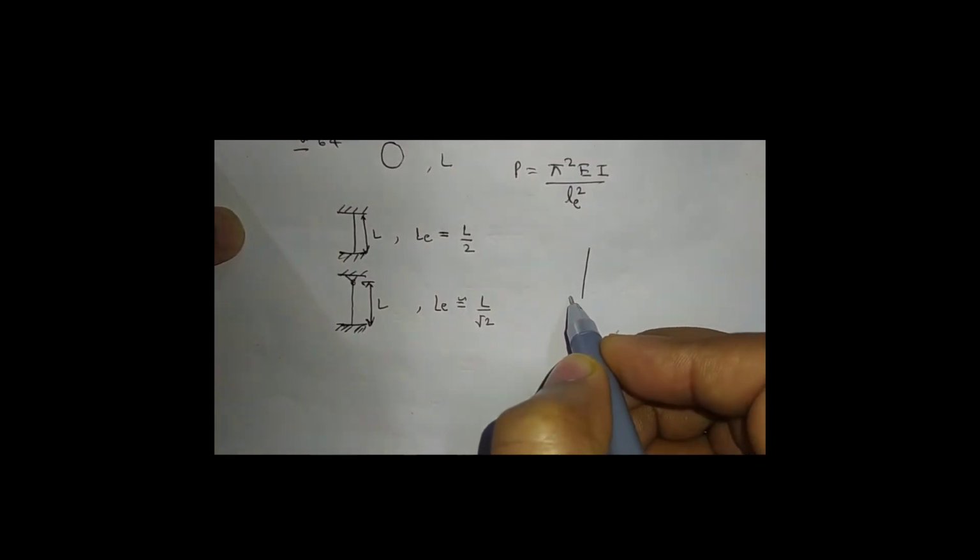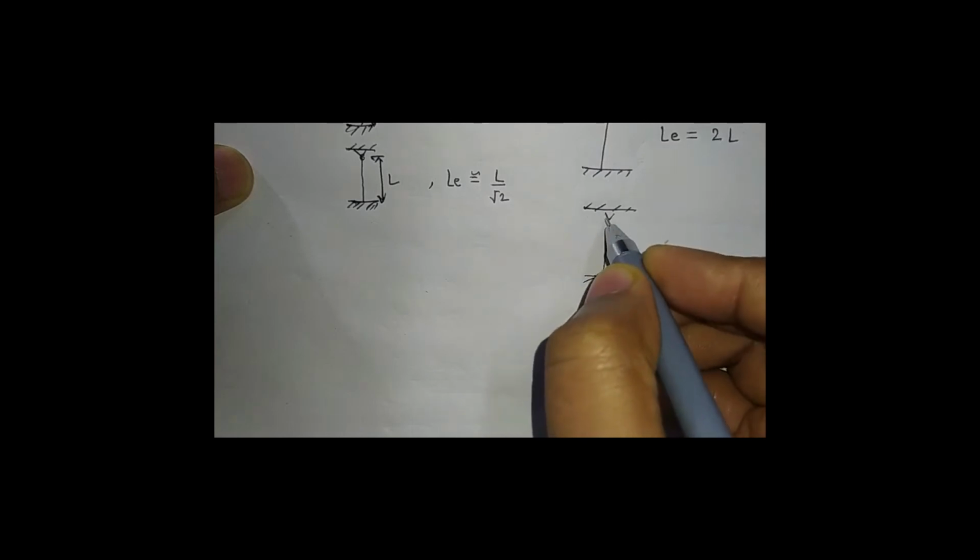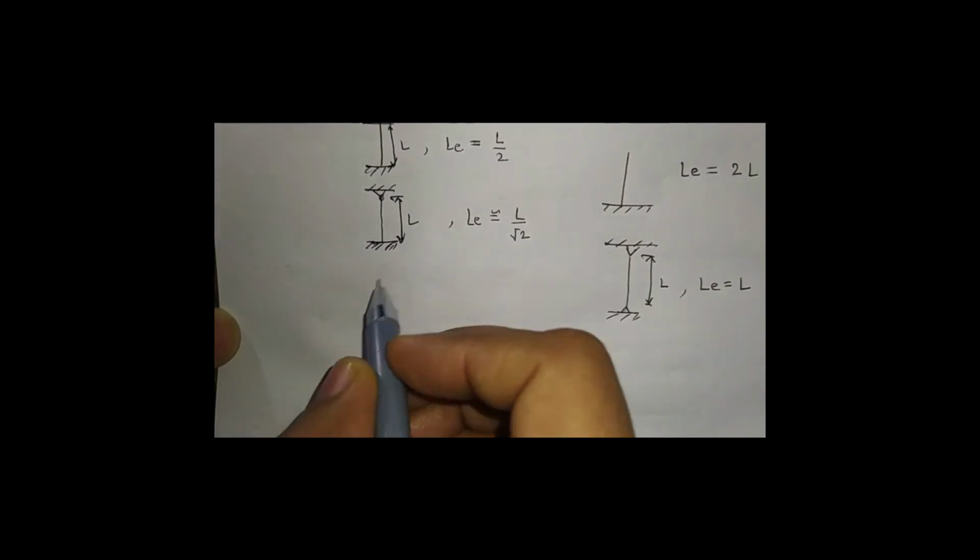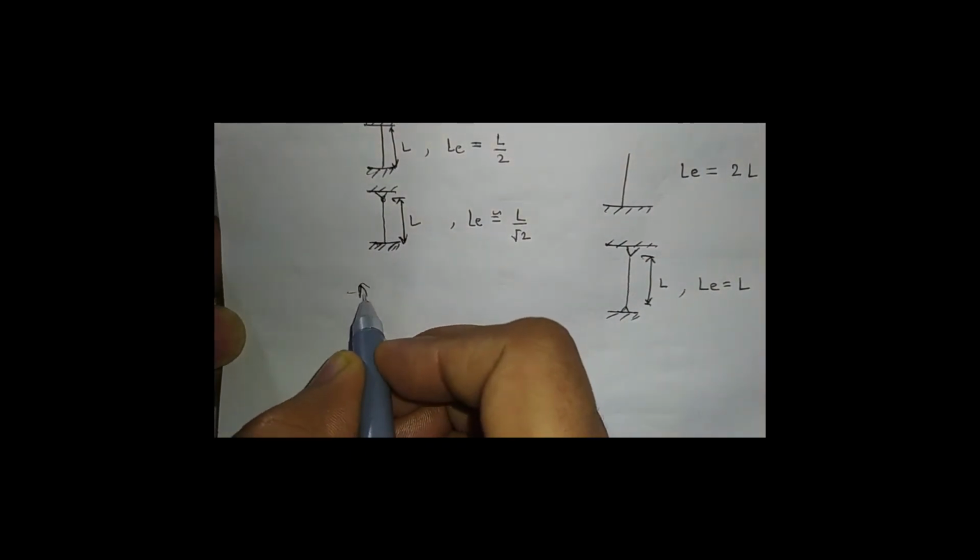Now, if the boundary condition of that column is fixed and another end is free, then the effective length is 2L. If the boundary condition of that column is hinged from both the ends, then effective length is equal to L. From the given options, option A is correct.